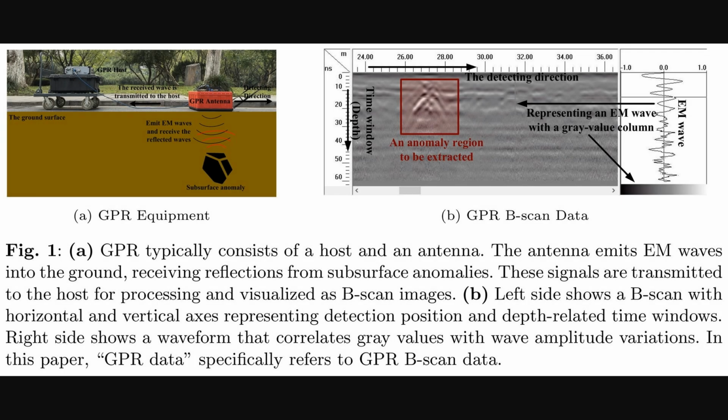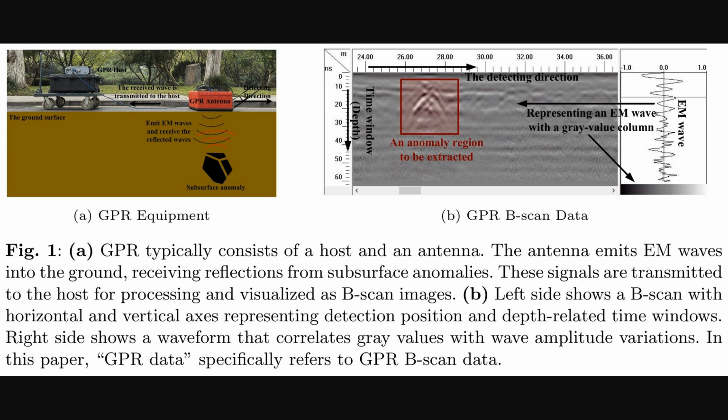Alright, looking at this, we get a good visual of the ground-penetrating radar setup. Part A shows the typical equipment, a host unit and an antenna. This antenna emits electromagnetic waves, or EM waves, down into the ground. These waves reflect off subsurface anomalies and are then processed.